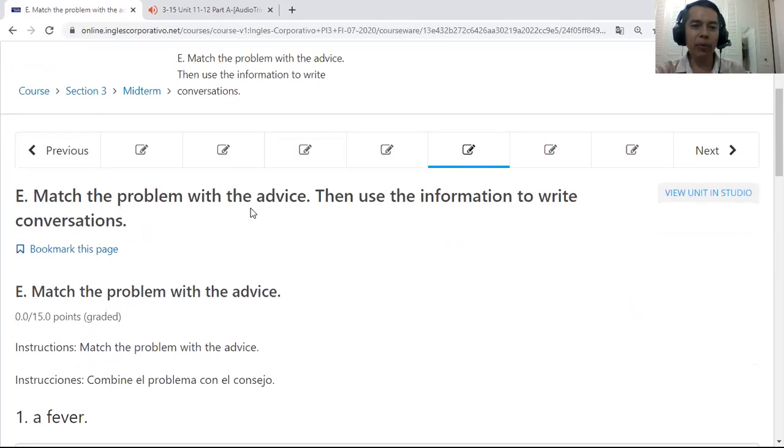Match the problem with the advice. Vamos a unir el problema con el consejo. Problem with the advice. Okay.